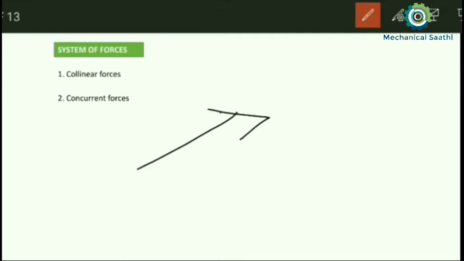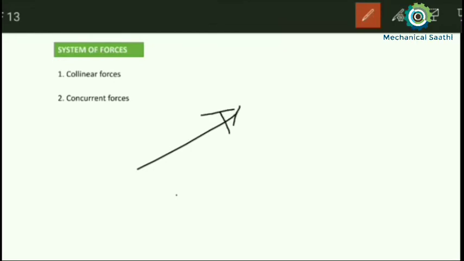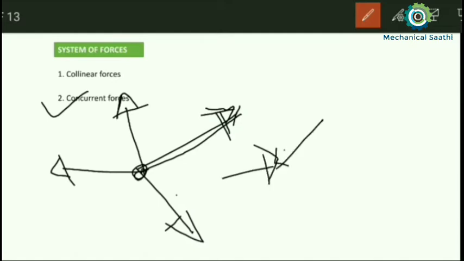So let us try to draw that. Suppose there is a force like this, and there is another force, and there is another force. All these forces are coming from a single point, so this type of system is known as concurrent forces. It may happen that the directions are all outward, or it may happen that all the directions are inward.